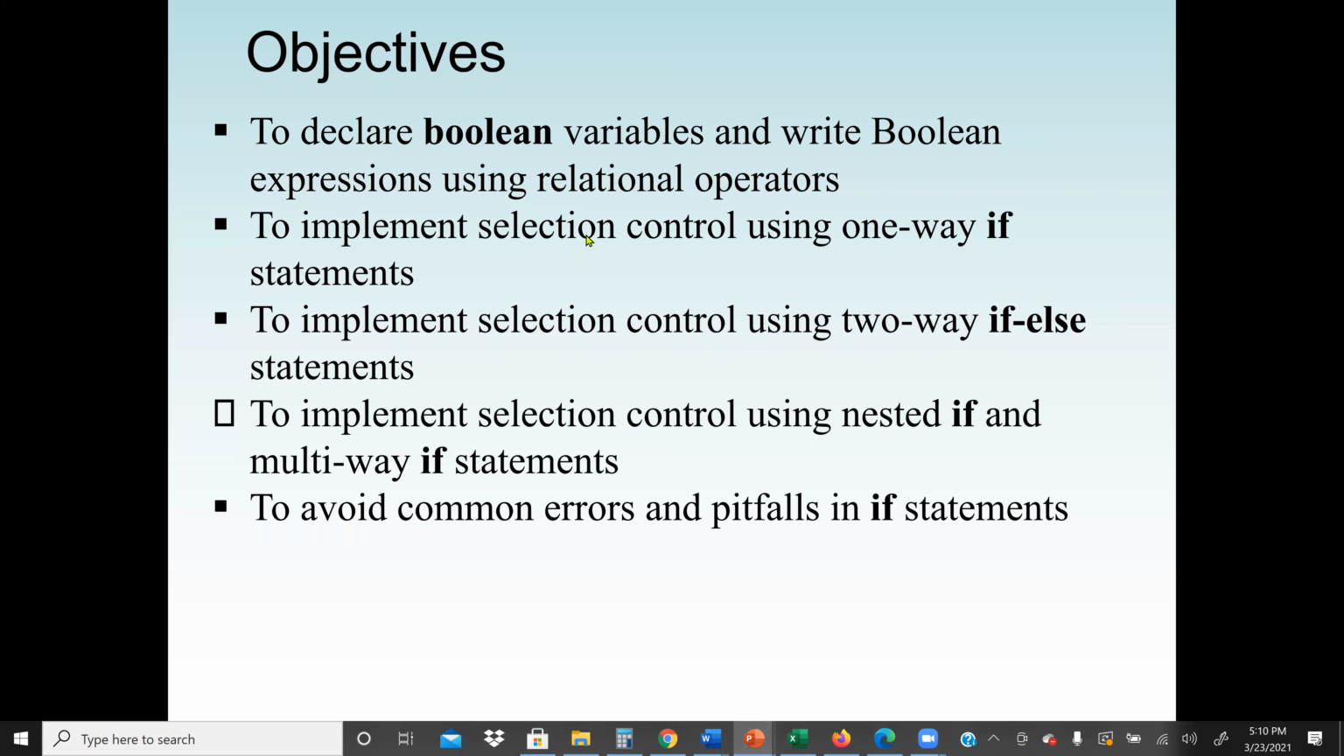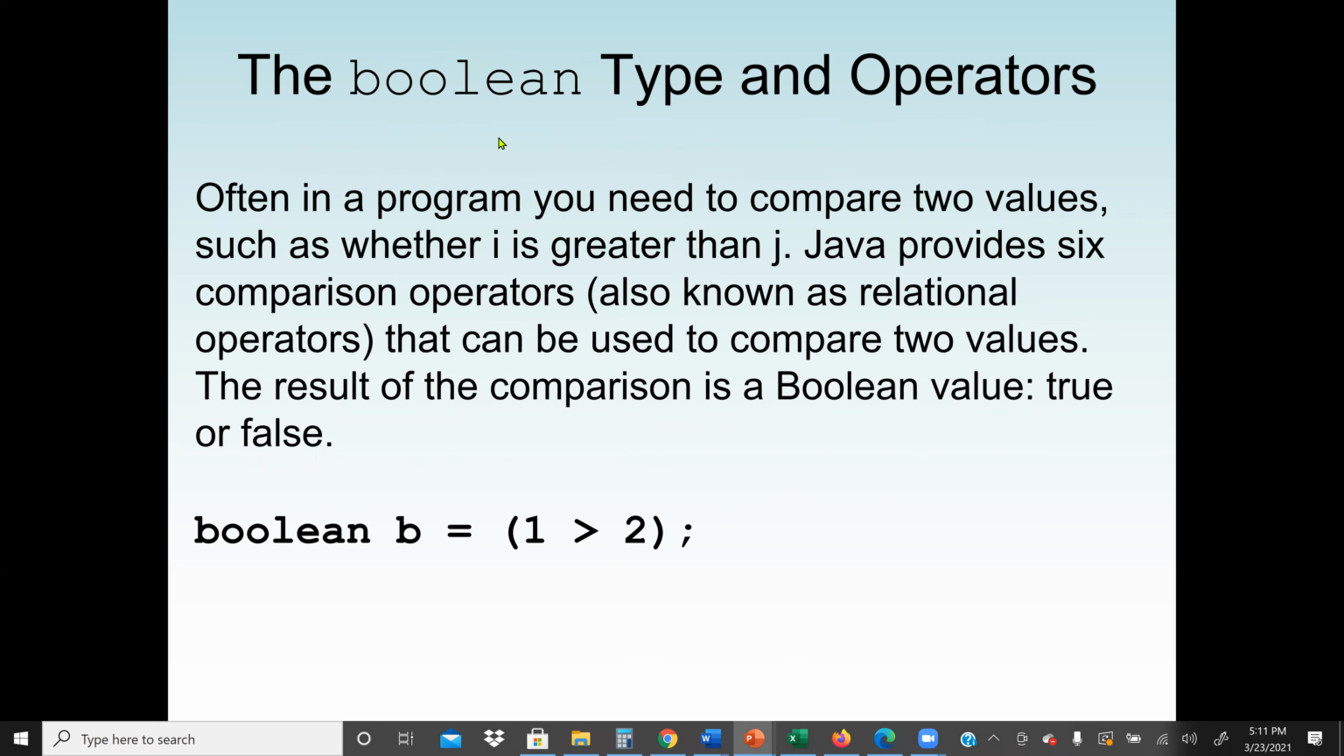Next, we're going to implement the selection control using if statements, and also using if-else statements. And also we're going to implement selection control using nested if and multi-way if statements. So our main goal in the selection statement is to cover three types: if and if-else, and also nested if or multi-way if statements. First we start with what a Boolean type and operators are.